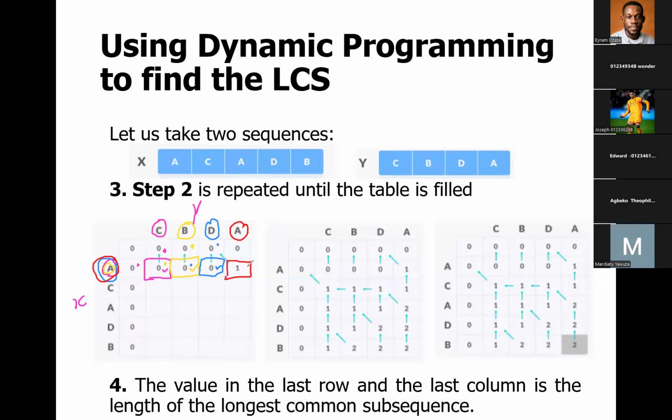The corresponding characters are the same. So A and A. If they are the same, then we look at the diagonal cell, which is this one. I'm circling it red. That's the diagonal one. Then we add 1 to it. So when we add 1, now in the red cell, we have what? 1. You get the logic.